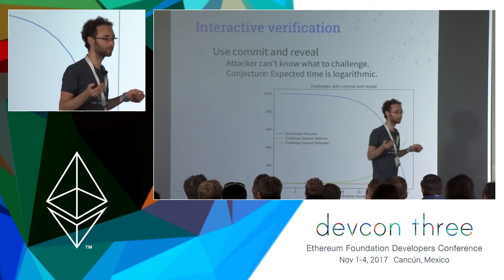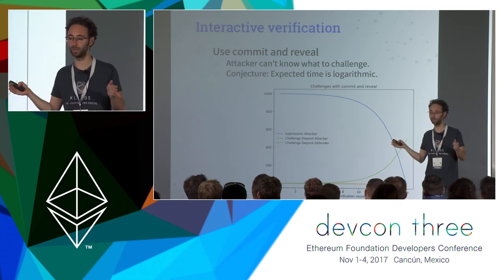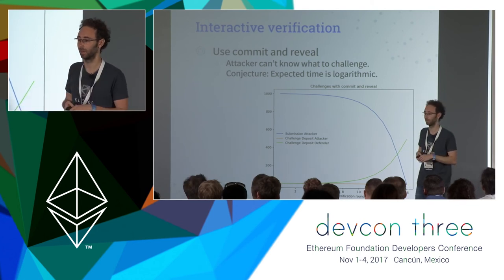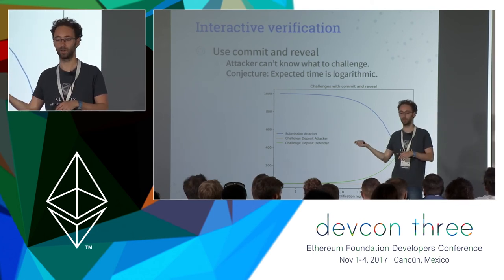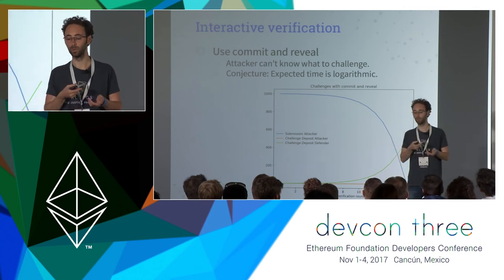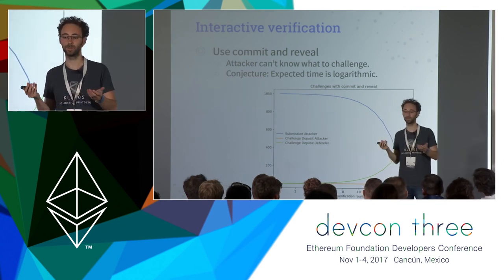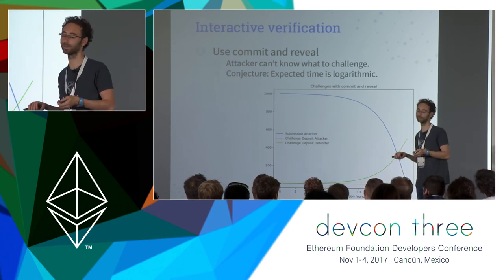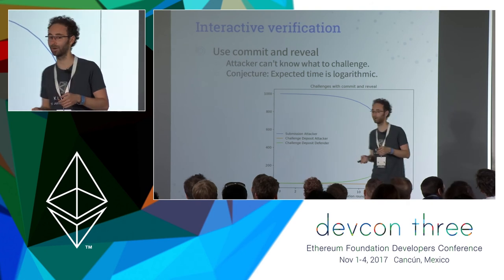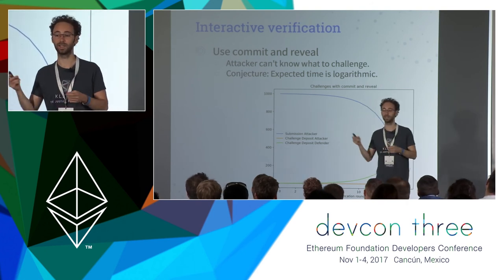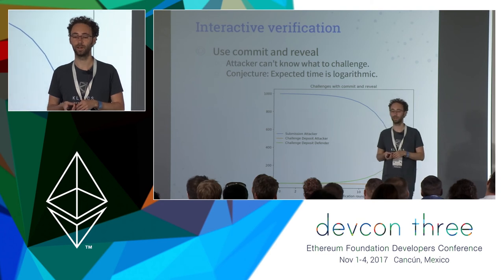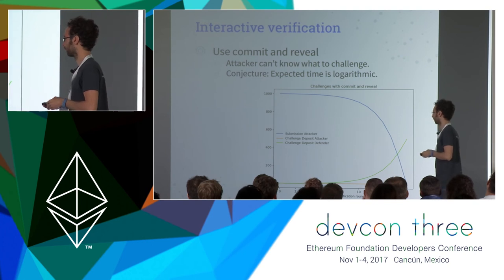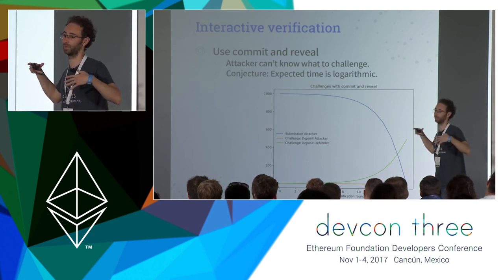So of course, he can try to challenge a number randomly, but if he challenges a number which you haven't challenged, he will either lose the deposit as a challenger or remove the fake number. So in both cases, he is losing. Of course, in the worst case, you have a super lucky attacker, and each time he's guessing right the number that you're going to challenge. But of course, that's just the worst case.